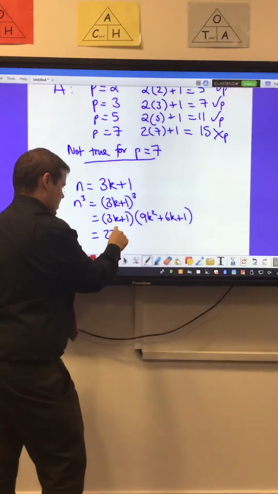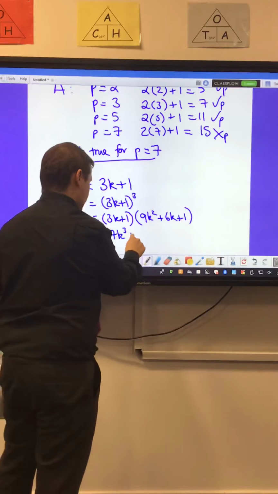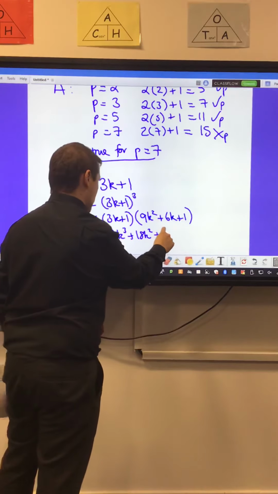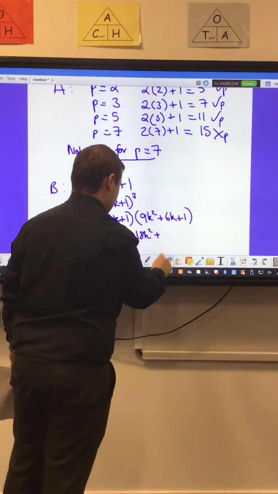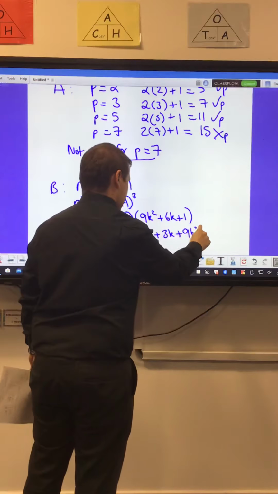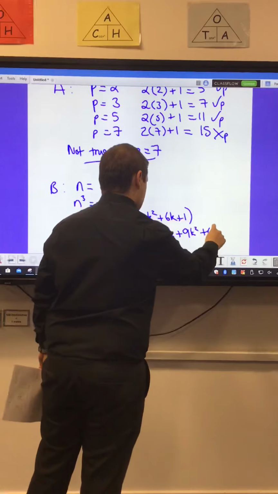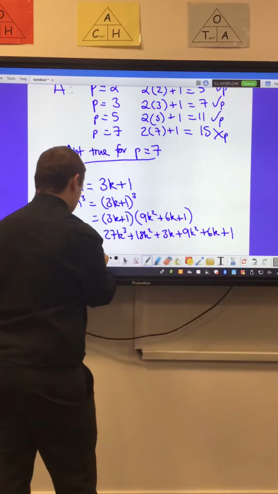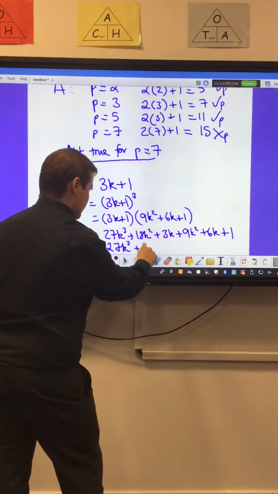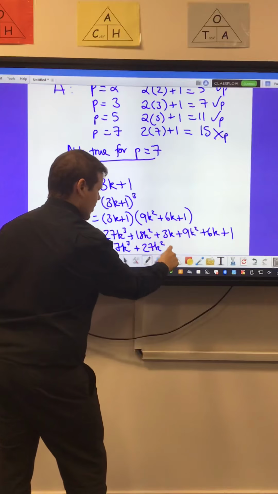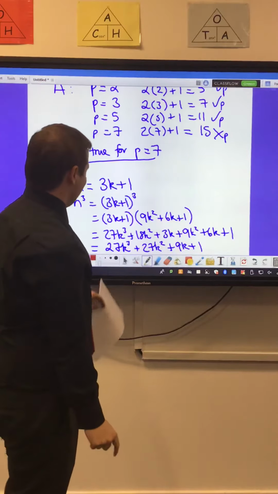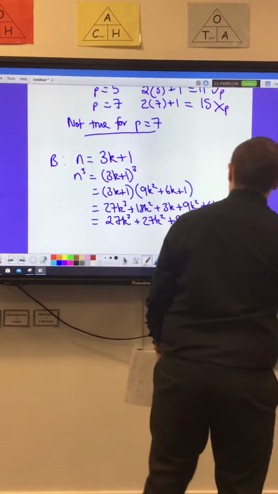That's 27k cubed plus 18k squared plus 3k plus 9k squared plus 6k plus 1. Simplifying that, 27k cubed plus 27k squared plus 9k plus 1. And what I want to show is that this is divisible by 3. It has got a remainder of 1 at the end.